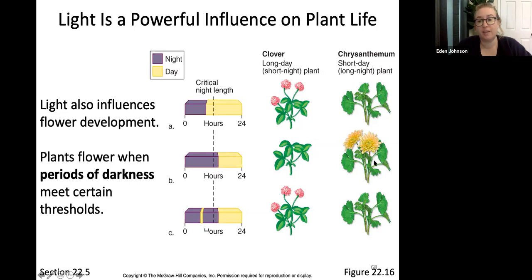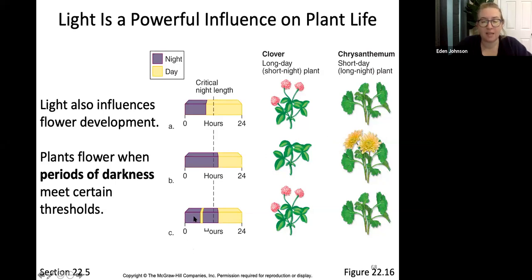Is it in the chrysanthemum, is it the short day or is it the long night? In this example, the overall amount of darkness and the overall amount of lightness is the same, except in the darkness, you had that flash of light. So if sunlight was responsible for chrysanthemum flowering, this flash of light would not have any sort of effect. Instead, it has an effect on both the clover and the chrysanthemum. You have an opposite reaction to what happened in B.